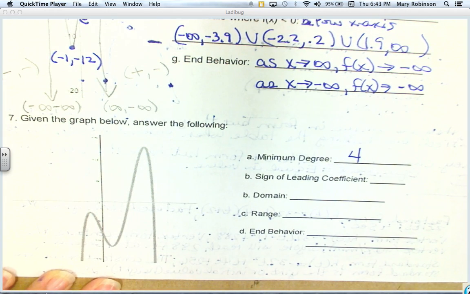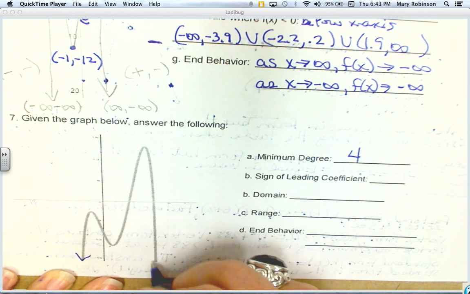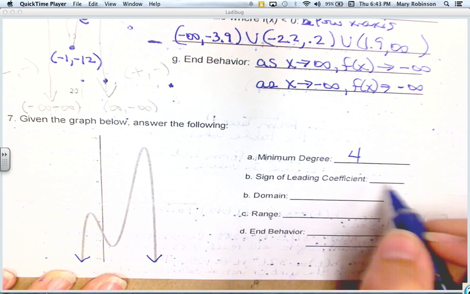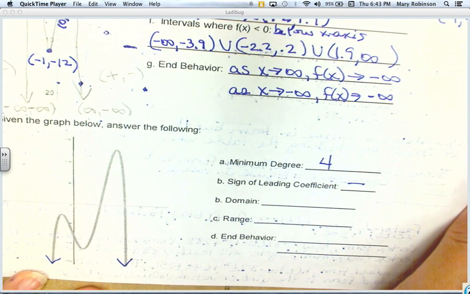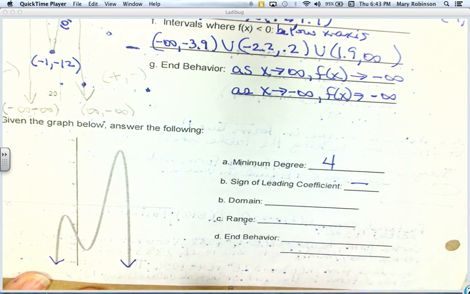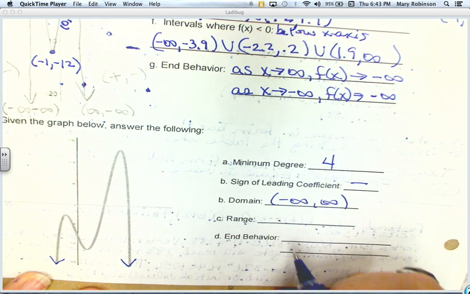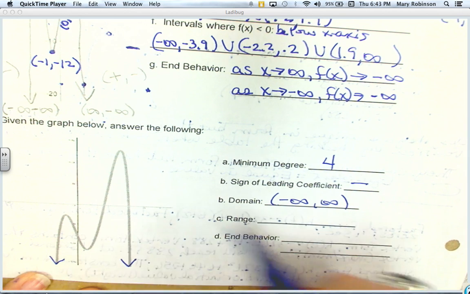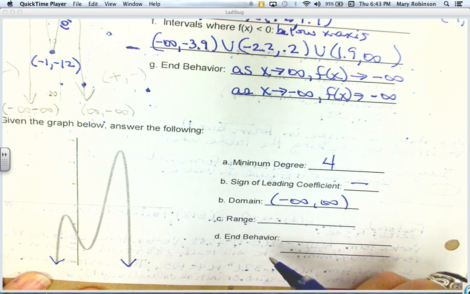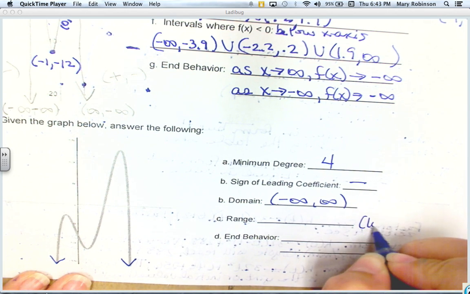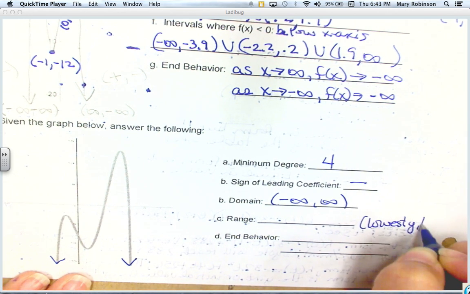So that should make sense because it's even degree because both ends go down forever. Because they go down forever, the sign of our leading coefficient, we know, is negative. The graph does go left and right forever, so domain will be all reals. The graph does not go up and down forever, but it does go down forever. So that means we need to do our lowest y to our highest y.